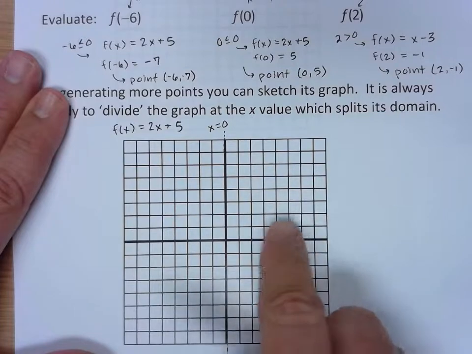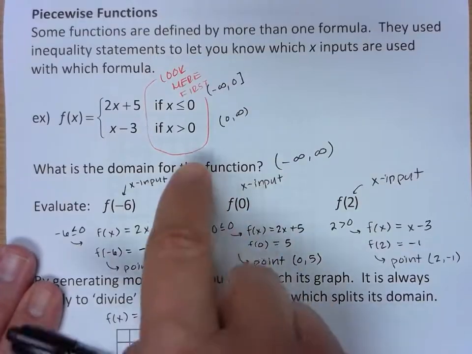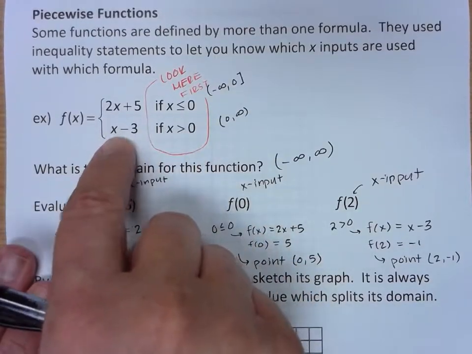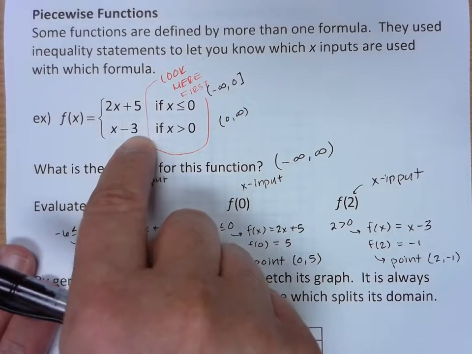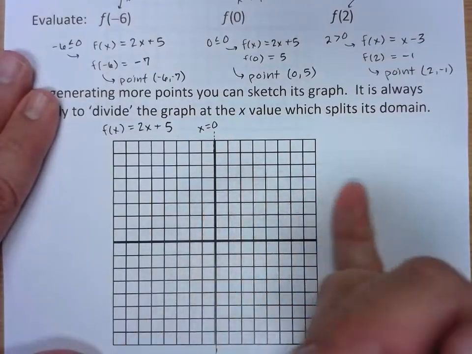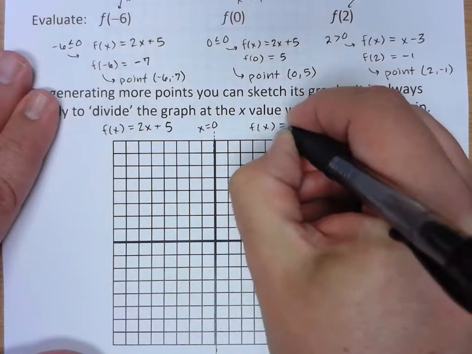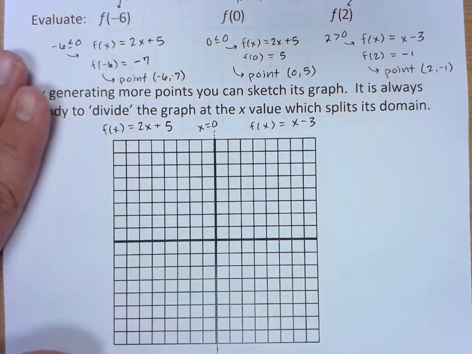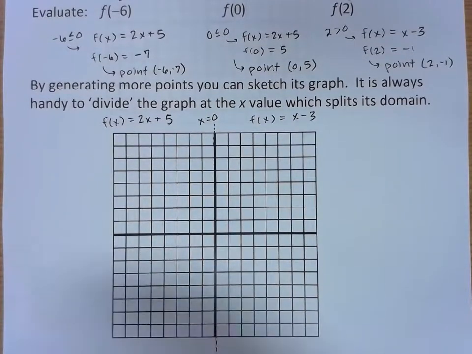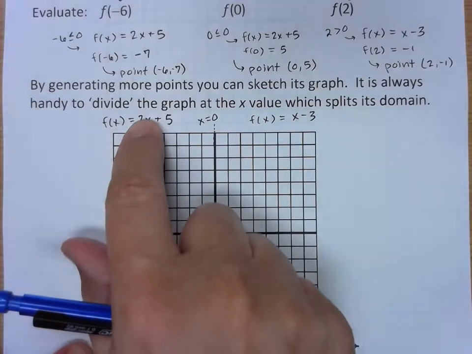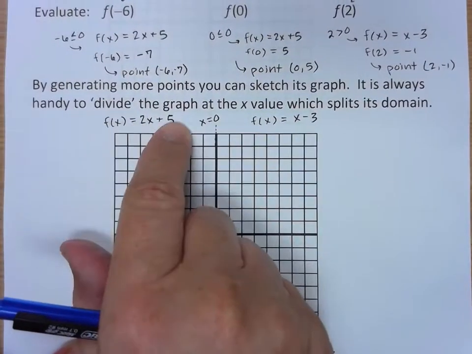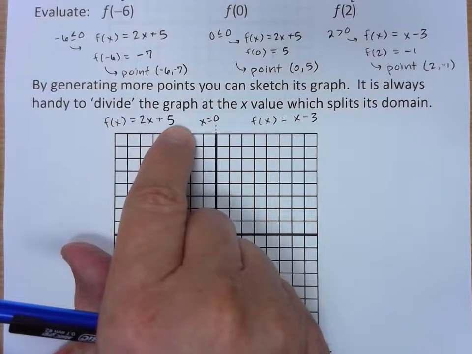For x values that are greater than 0, if x is greater than 0, I should see f of x equals x minus 3 on the graph. So over here on this part of the domain, you're going to graph f of x equals x minus 3. Okay, so here's where the straight edge and the pencil really come in handy. The graph of this, again, this is a function, but it's linear. It's y equals mx plus b.